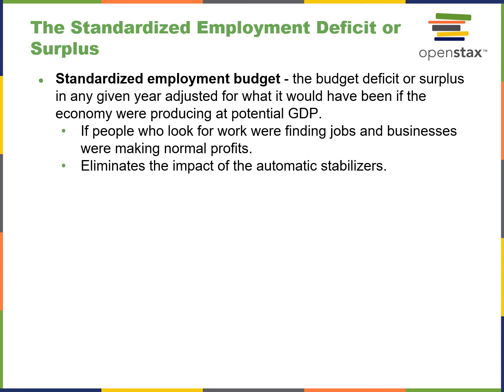Standardized employment deficit or surplus. The standardized employment budget is the deficit or surplus in any given year of what it would have been if the economy were producing at potential GDP. So if people who look for work were finding jobs and businesses were making normal profits, this eliminates the impact of automatic stabilizers.